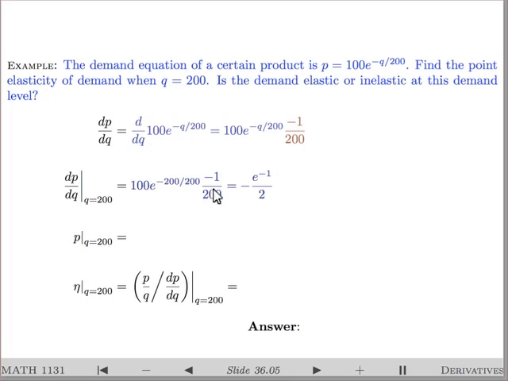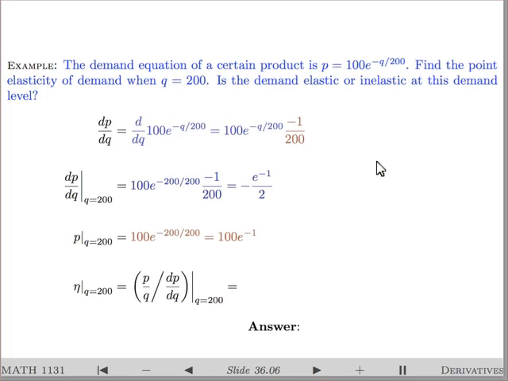Of course, 100 over 200 is 1/2, and in the exponent, negative 200 over 200 is negative 1, and I still have this negative there. We also need to calculate P when Q is 200. So we plug in 200 for Q in the demand equation and simplify that. That gives me 100 e to the negative 1.